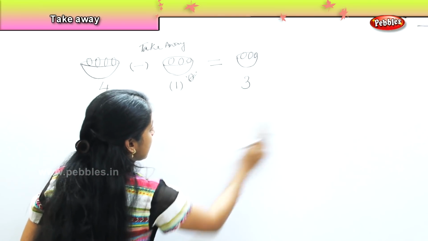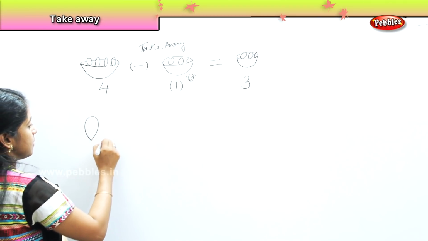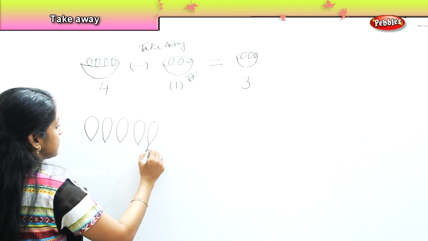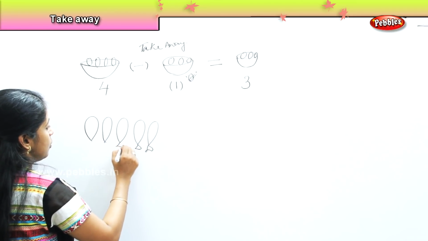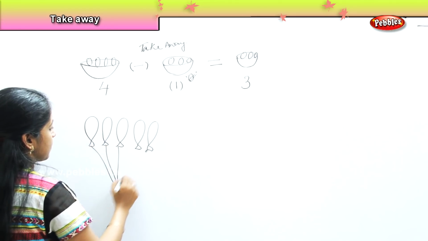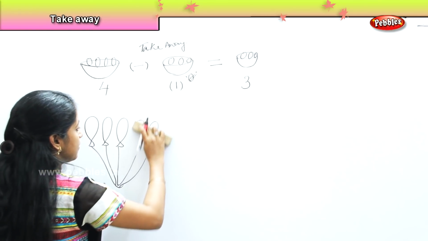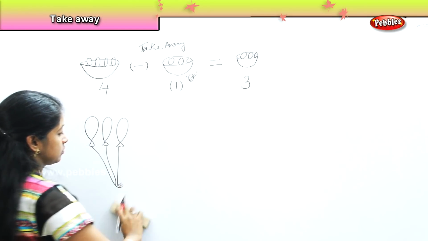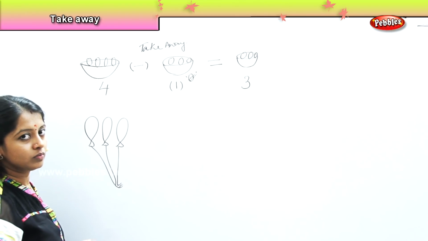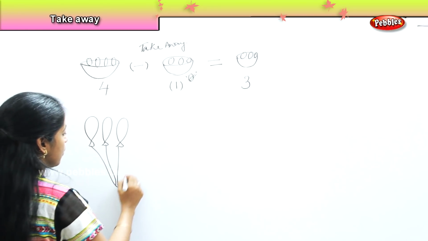Now, I have, say, 5 balloons with me. Okay, different color balloons are there, right? Yes, so now I have 5 balloons with me. Suddenly, 2 of them broke. So, what is the balance left with me now? It is only 3. So, shall we draw and see?